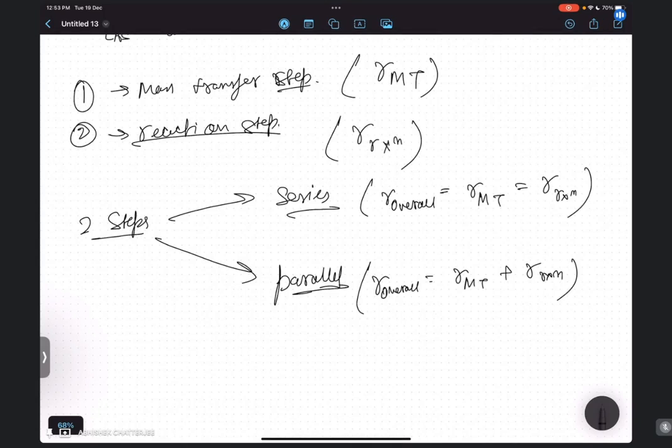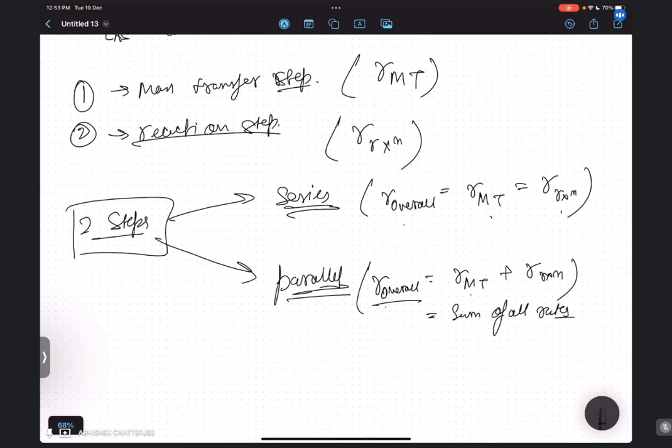Clear? Or you can also directly write it as the sum of all rates. Individual rates, we will sum them and we will get our R overall. So two steps: either if they are in series, R overall will be equal to R mass transfer, which in turn will be equal to R reaction. And if it is parallel, then R overall will be equal to R mass transfer plus R reaction.